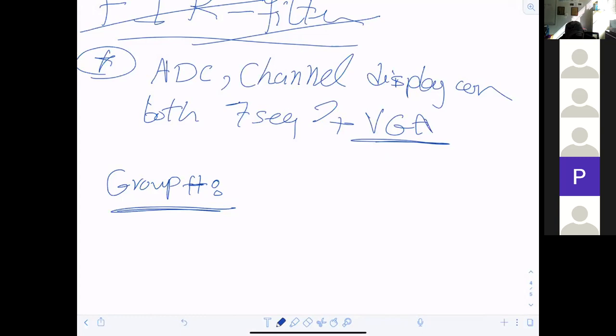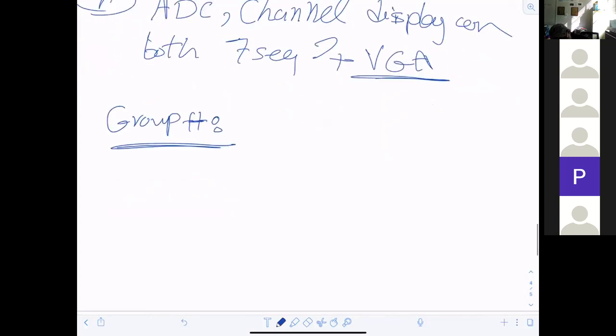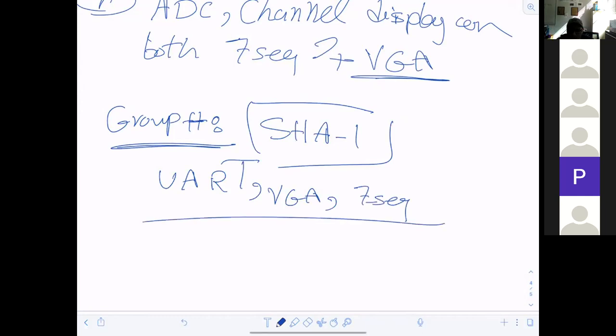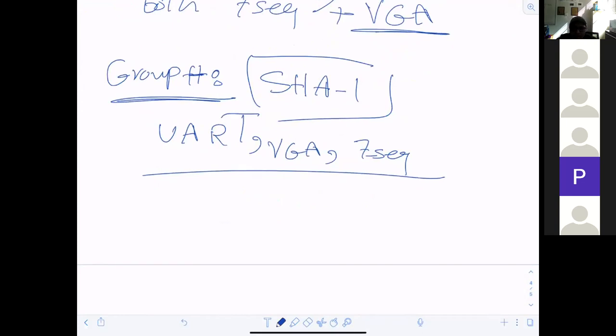We're thinking security. Security. So let's go for SHA-1 using UART, VGA, and 7-segment. Okay? Okay. Thank you. By the way, SHA-1 has been broken by a team from Google, or I think Microsoft, or both, something like that. So it's cool to see how they actually broke it.